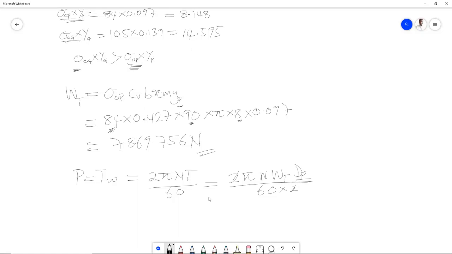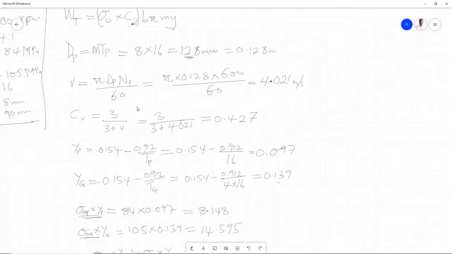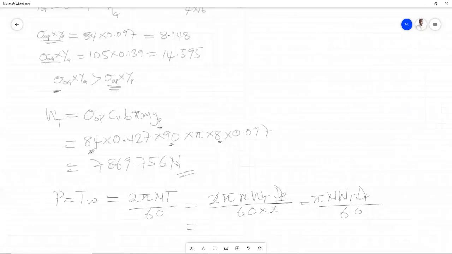And what are we going to get? We have pi N W_T D_P divided by 60. And you will notice that this pi N D_P on 60 is equal to the pitch line velocity, which we calculated earlier on. You can see that here. So we have pi D_P N_P divided by 60. That is the velocity.